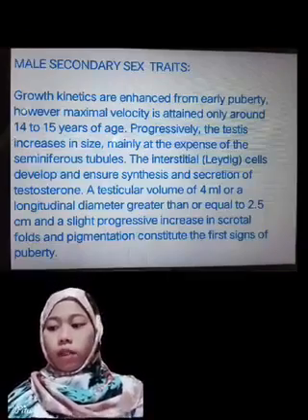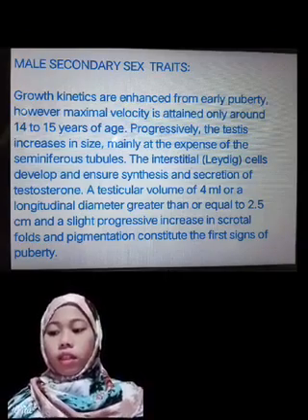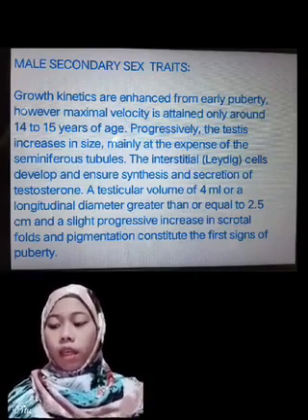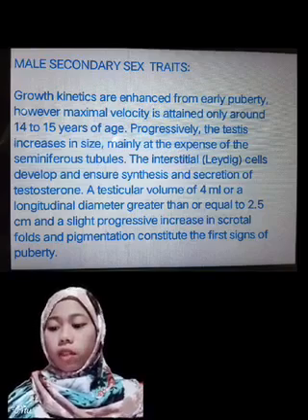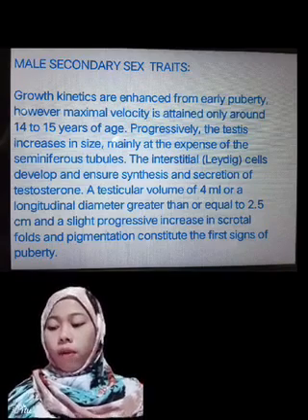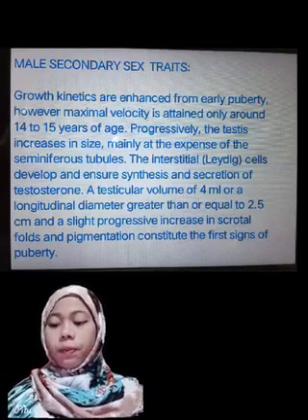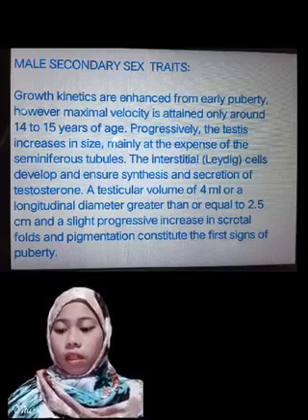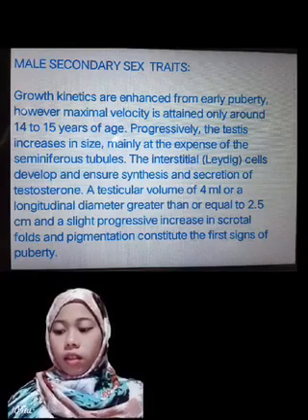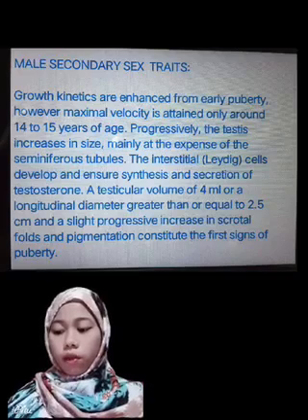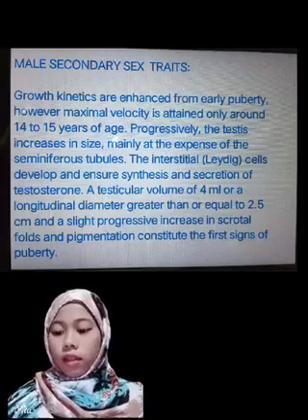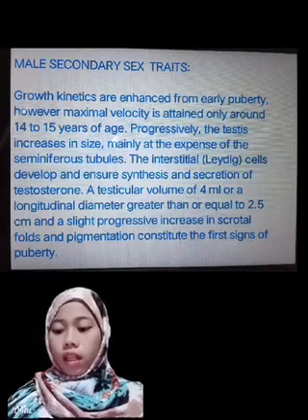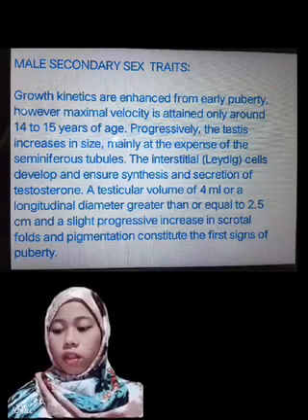Sexual development traits in boys. Growth kinetics are enhanced from early puberty. However, maximal velocity is attained only around 14 to 15 years of age. Progressively, the testis increases in size, mainly at the expense of the seminiferous tubules. The interstitial or Leydig cells develop to ensure synthesis and secretion of testosterone.